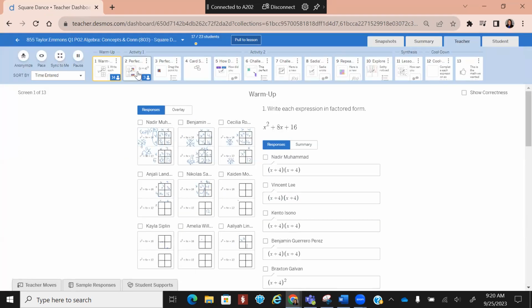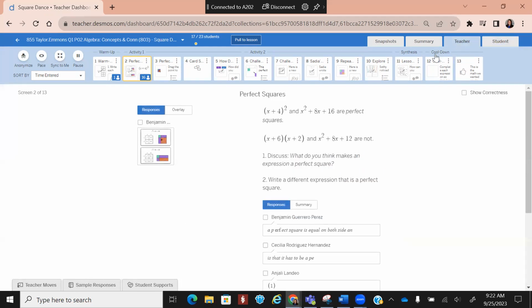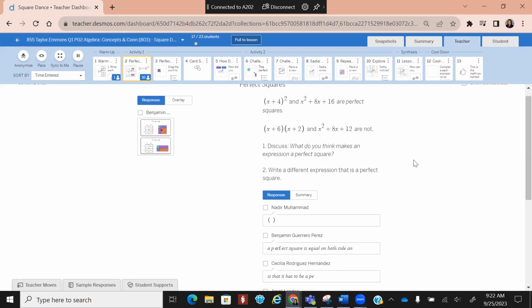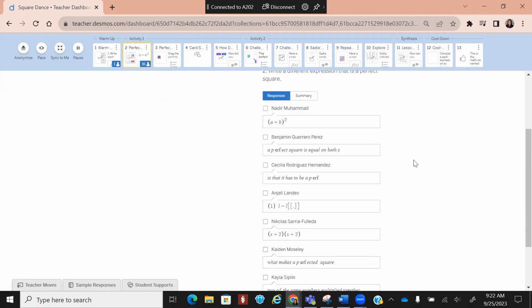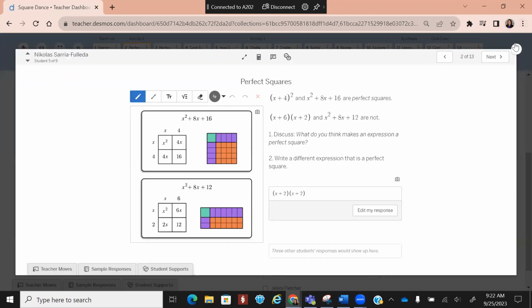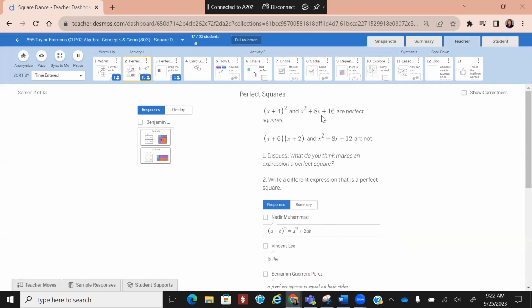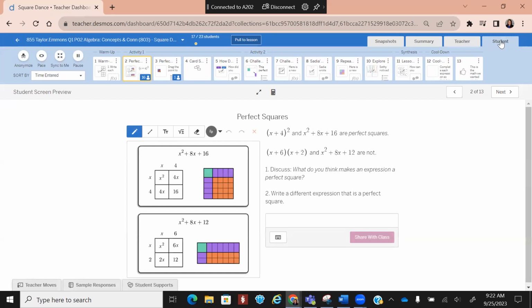Go ahead and go to slide 2. So x plus 4 squared and x squared plus 8x plus 16 are perfect squares. These are not. What do you think makes a perfect square? Go ahead and type that out. All right, so y'all said a perfect square is equal on both sides. Nicholas gave an example. So he said x plus 2 times x plus 2. So it's going to have that same length on both sides.